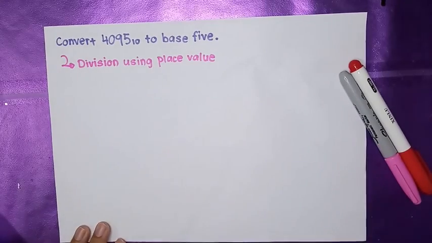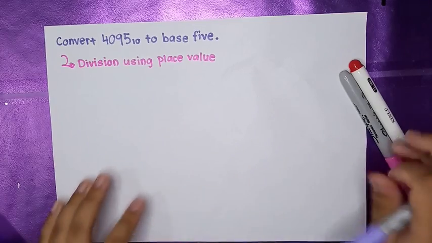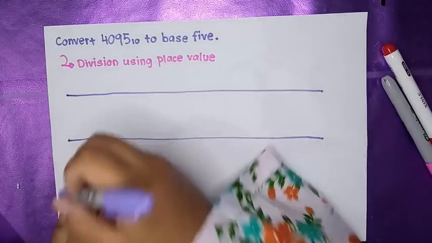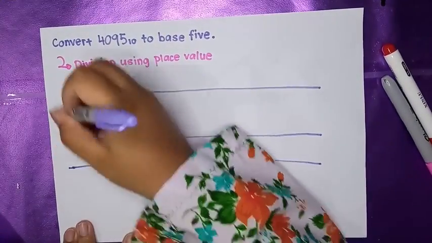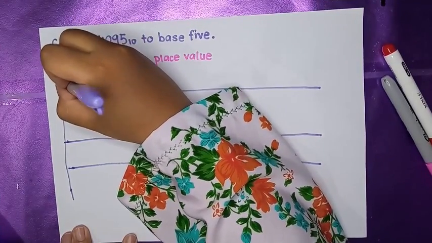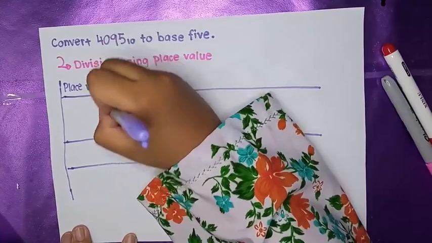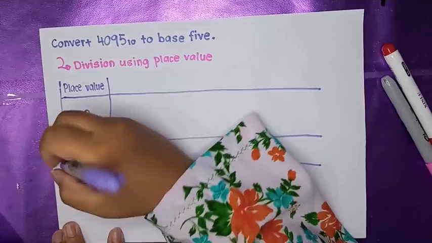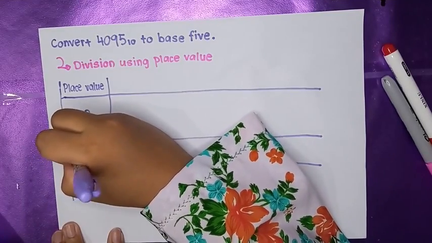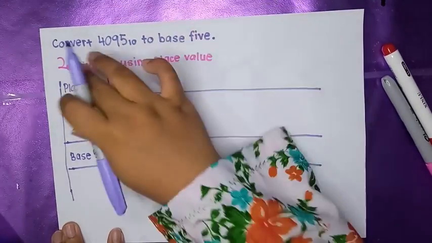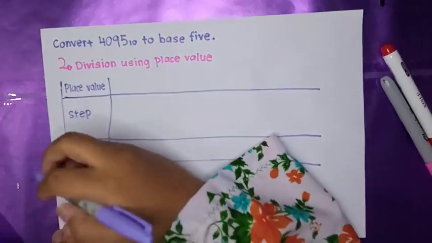First, we're gonna use place value. What we're gonna do first is draw a table like this. Here is the place value. Here is the step, base 5, because we're gonna convert this to base 5, and then the answer.